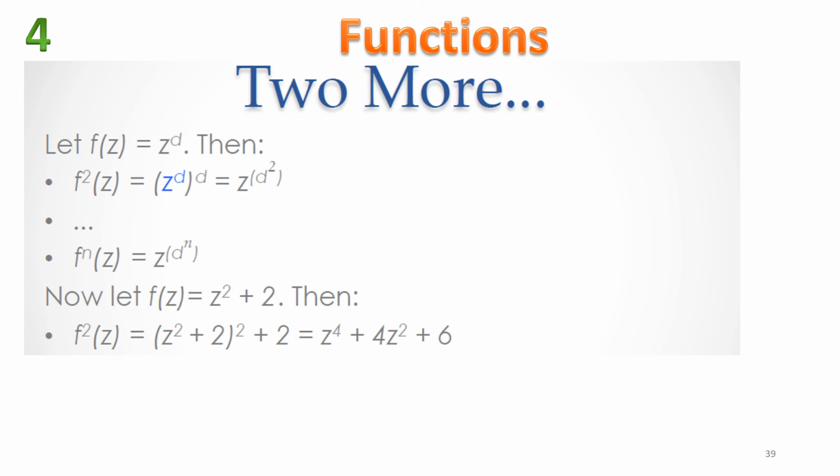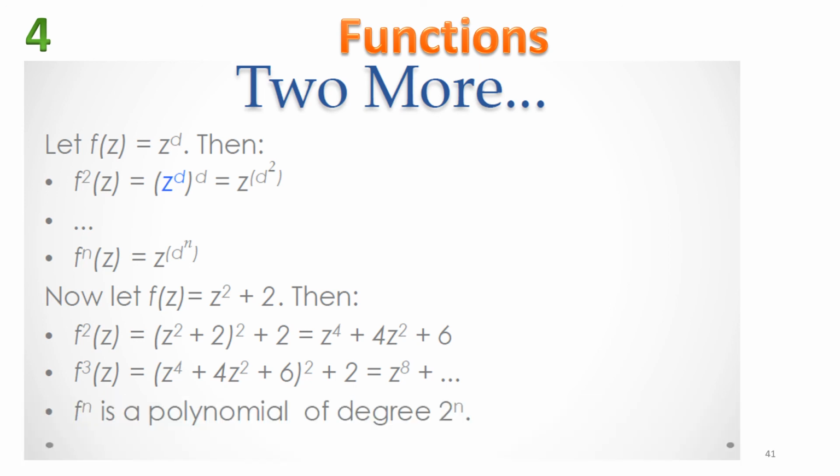Now one more example, let us suppose that f of z is equal to z square plus 2. Then the second iteration of the same function will be f2 z equal to z square plus 2, whole to the power 2, plus 2. So this will be z to the power 4 plus 4z square plus 6. In a similar fashion we can go on finding the higher iterations and generalize that the nth iteration of the function is a polynomial of degree 2 to the power n.